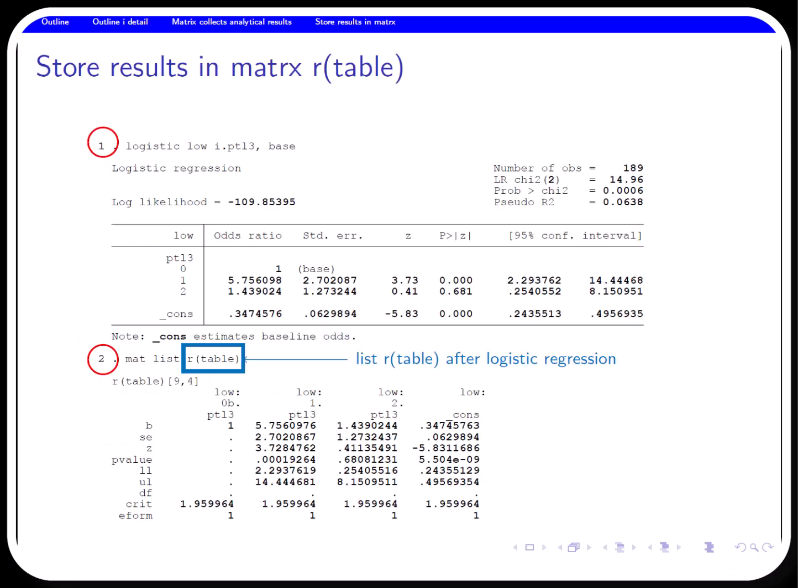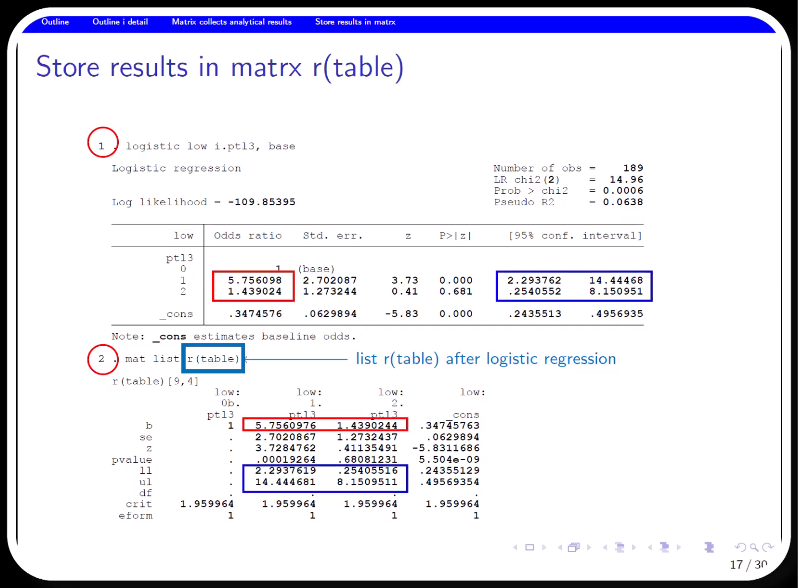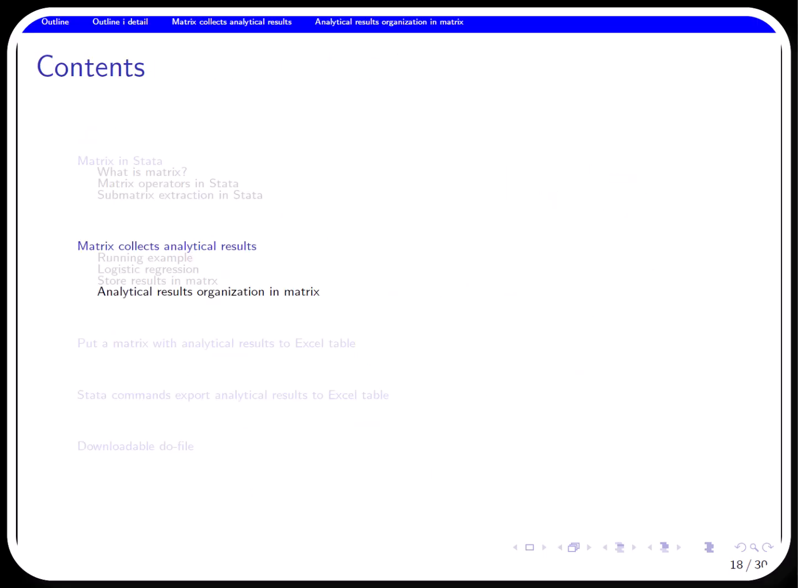In Stata, not just logistic regression, almost any regression, Stata stores all results in a matrix named r(table). This slide shows how to find the matrix r(table). The red circles display the working flow. Number 1 is to run logistic regression. Number 2 is to list the matrix r(table). As you can see, odds ratio are in the red box and the 95% confidence interval are in the blue box.